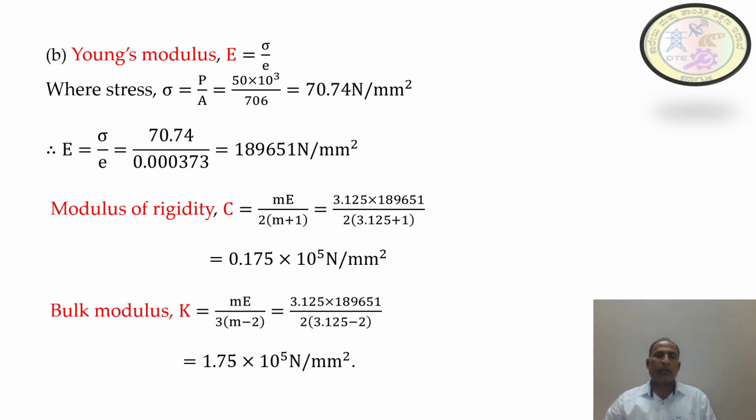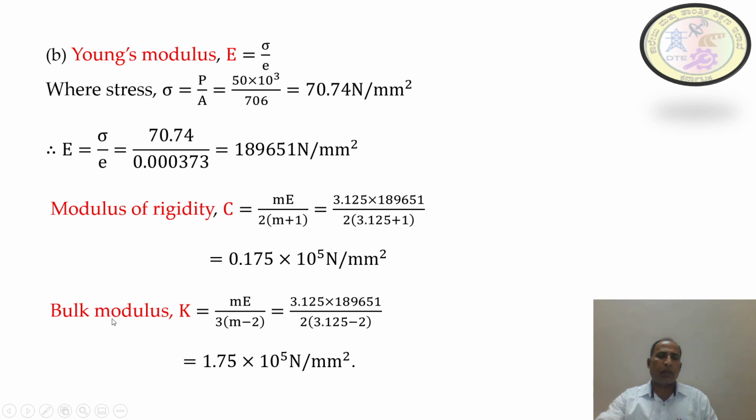As we know the relation between the modulus of rigidity and the Young's modulus, we can write the relation, that is C is equal to mE divided by 2 into m plus 1. Just by substituting the value of m and E, we can calculate the value of shear modulus or the modulus of rigidity. So therefore C is equal to 3.125 into 1,89,651 divided by 2 into 3.125 plus 1. So therefore shear modulus is 0.175 into 10 to the power of 5 Newton per mm square.